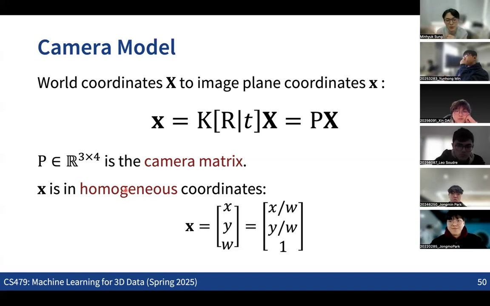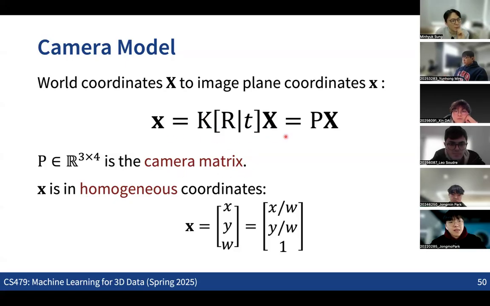So the first one is for the 3D to 3D, and the second one is for the 3D to 2D. So basically the camera model can be defined as a combination of these two. We have one 3x4 matrix for the extrinsics and a 3x3 matrix for the intrinsics. When we talk about the camera matrix, we basically mean the combination of these two. When you multiply these two, this 3x4 matrix becomes our camera matrix.